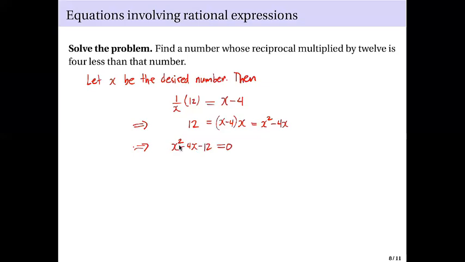And then look at this, x squared minus 4x minus 12. You can solve this easily by factoring. By factoring, you will have x minus 6 and x plus 2. This is equal to 0. So practice on your factoring if you still need to do more factoring.